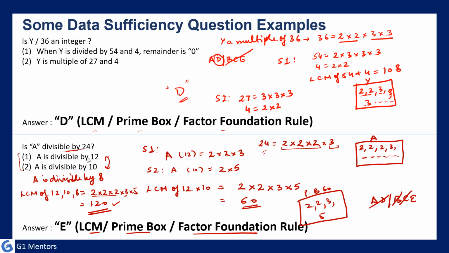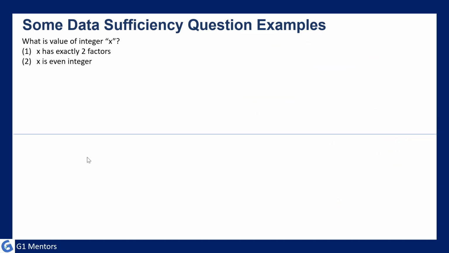So this is how data sufficiency questions are tested on GMAT. Now let's take some simple examples related to prime numbers. One of the data sufficiency questions is, what is the value of integer x? This is a value question of data sufficiency. Statement 1 says that x has exactly 2 factors.